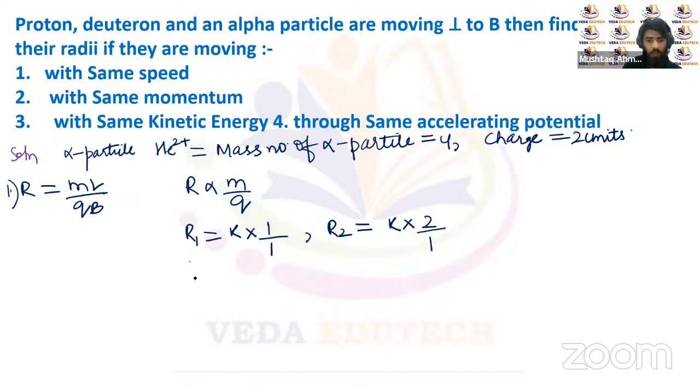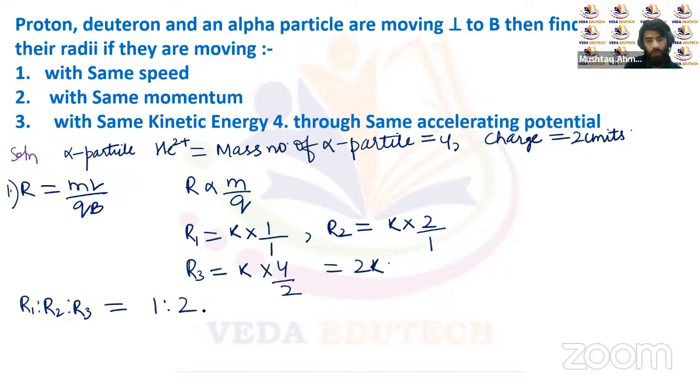And similarly, r3 will be equal to k times the mass of alpha particle, that's 4 units, and the charge is 2 units, so it will be 2 times k, correct. So the ratio of these three radii r1 ratio r2 ratio r3 will be equal to 1 ratio 2 ratio 2, right? So this will be the ratio of the radii of these particles.